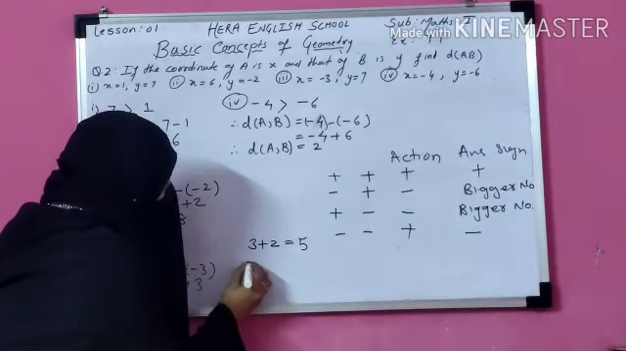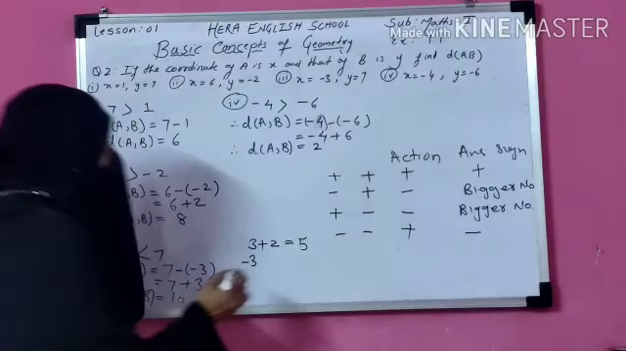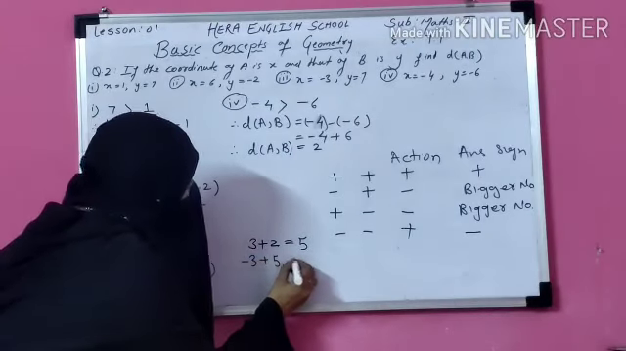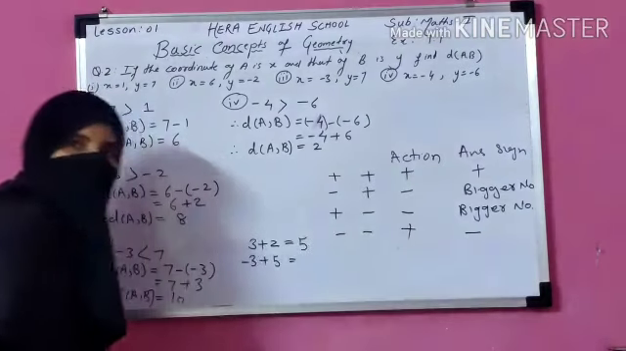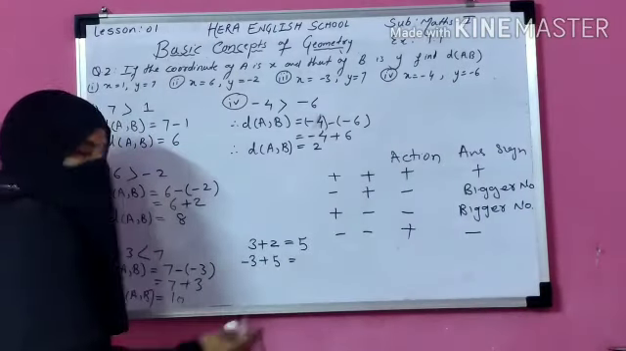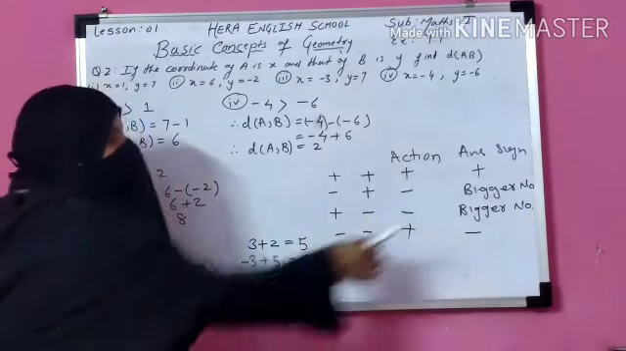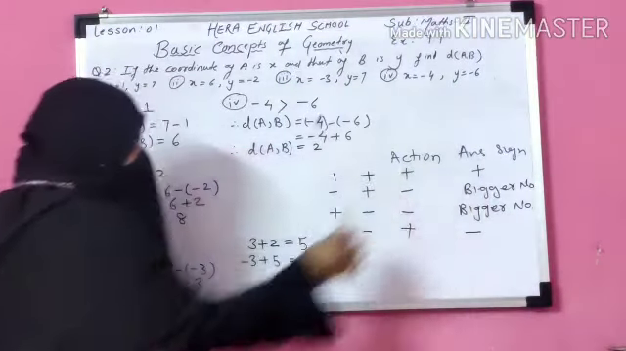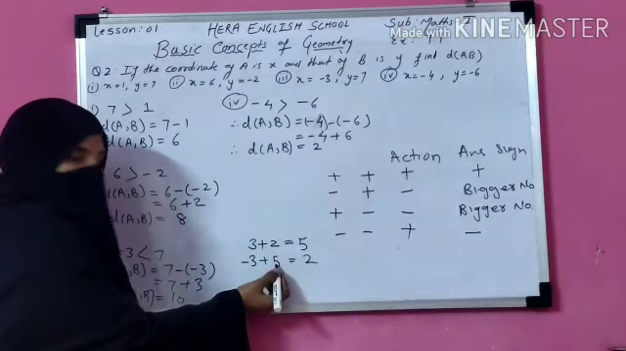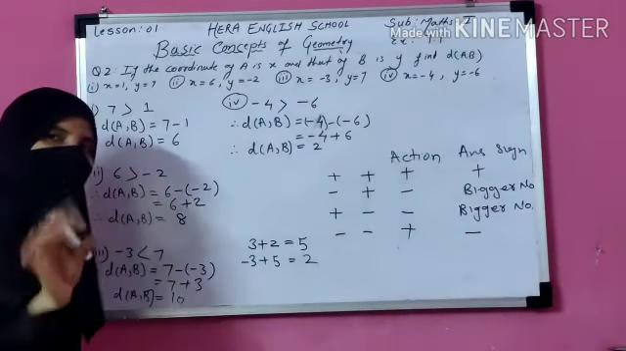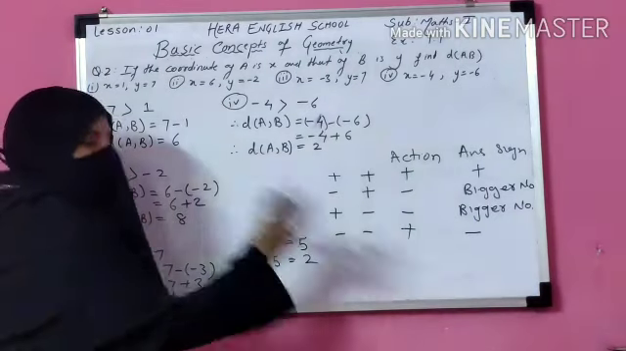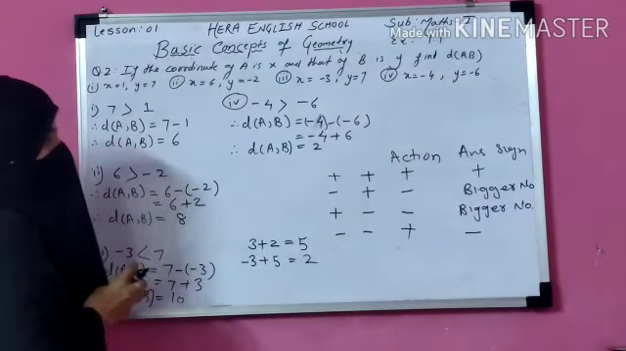Next, suppose your first number is minus and second number is plus. Minus plus action is minus. So you have to subtract then. 5 minus 3 is 2. For the answer sign, you have to write the sign of the bigger number. Your bigger number is 5, in plus form. So here the answer sign is plus. There is no need to write the plus sign. Plus 2, 2 is indicated as plus 2.